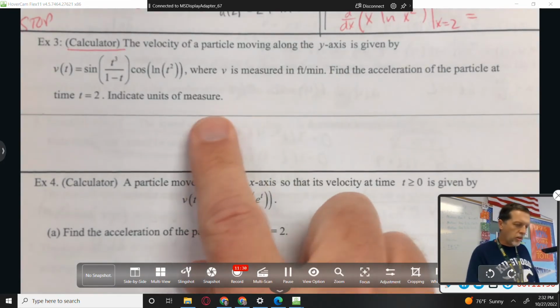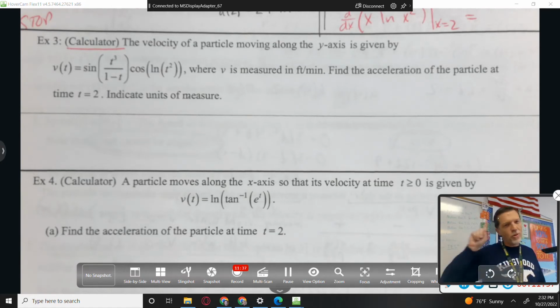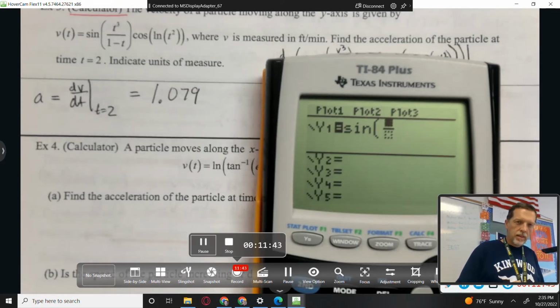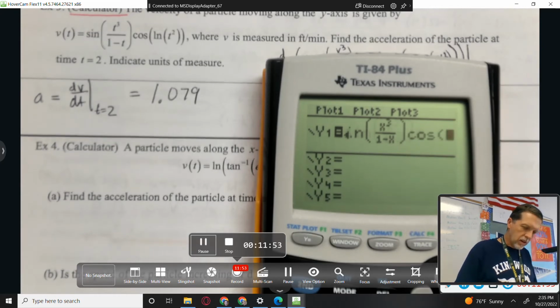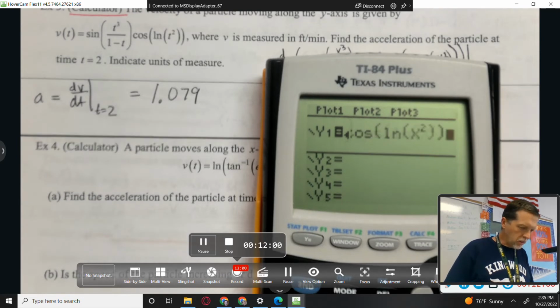Find the acceleration of the particle at t equals 2. You know what? I'm going to press pause. See if you can get your calculator to give you that derivative. So sine of (x cubed over (1 minus x)), close parentheses, cosine of natural log of x squared, closed.